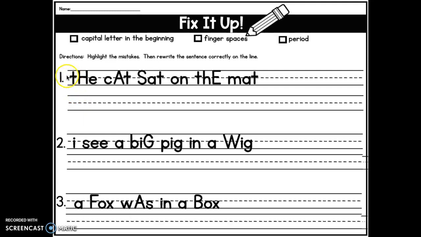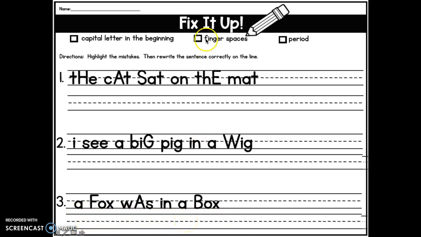So for the rest of the sentence, boys and girls, we want you to look at it and figure out what you need to do to make it a perfect sentence. You're going to rewrite the sentences on these empty lines down here. Okay, so you're going to do that for all 3 sentences. Look at them, highlight the mistakes, and rewrite it in a perfect sentence down here on this line.